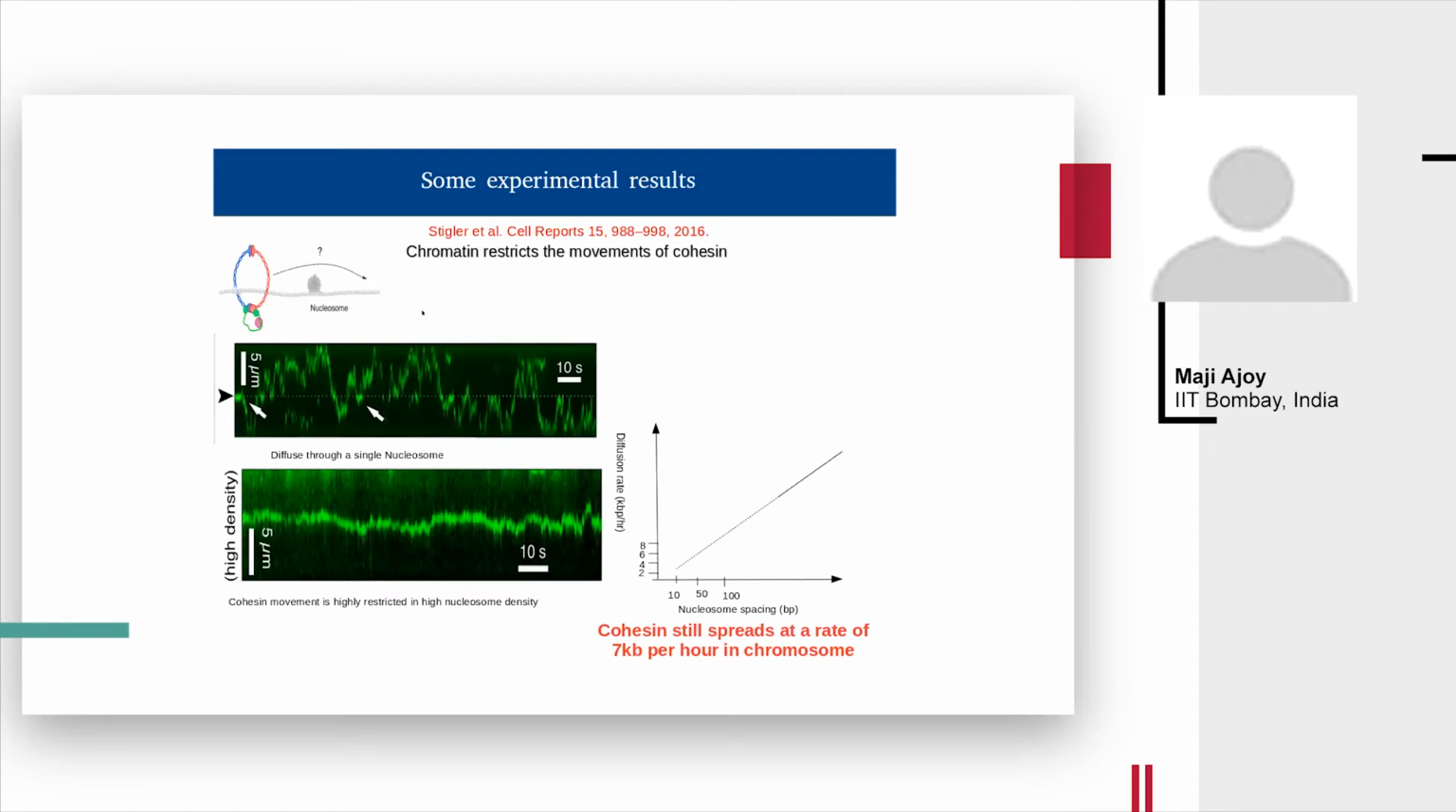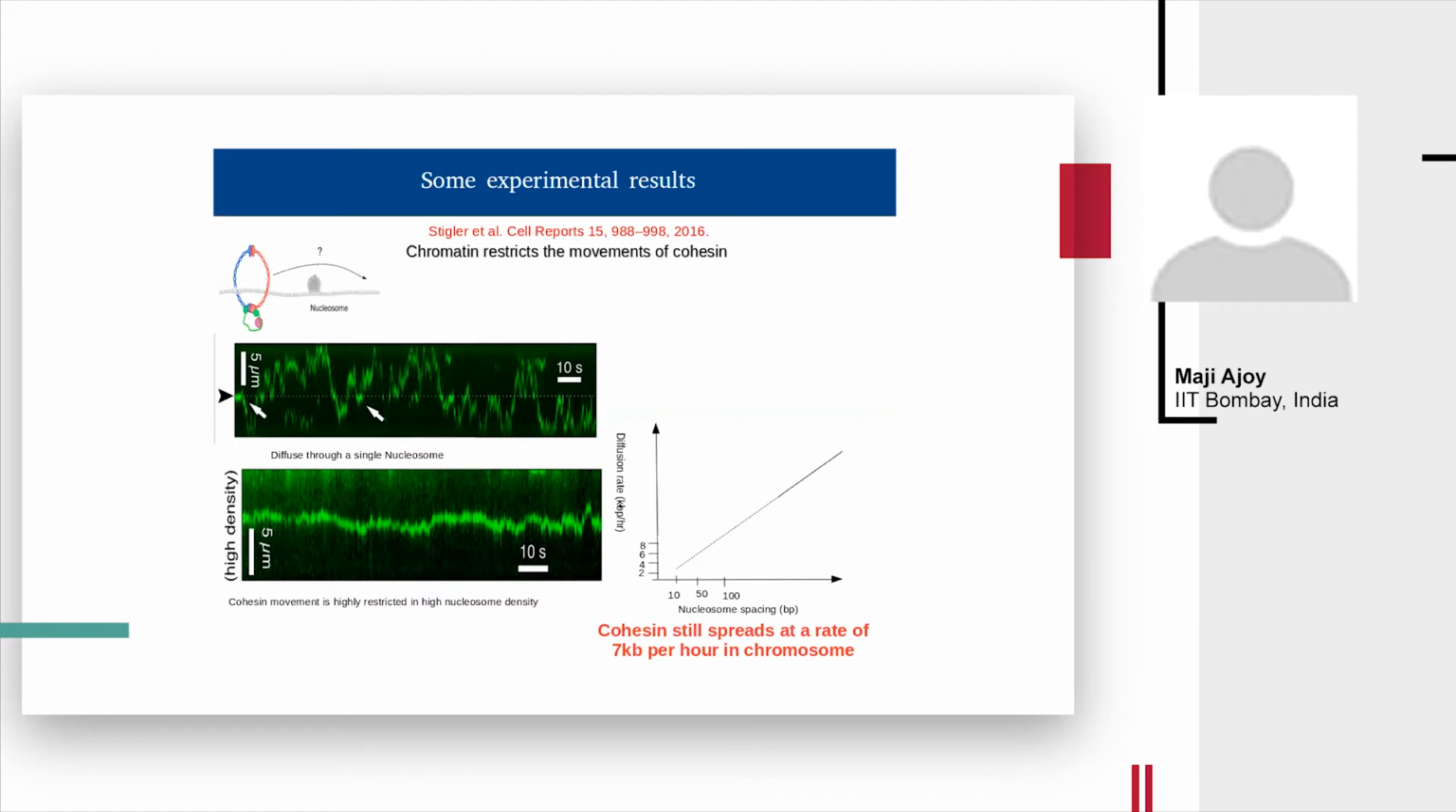Now they wanted to show how a nucleosome affects the motion of cohesin. So they put a single nucleosome on the path of the cohesin. Here this arrowhead is the position of the nucleosome along the DNA, and you can see that the motion of the cohesin in the presence of a single nucleosome is hindered, but once in a while it can pass through. Like here it has passed through a single nucleosome. Here again it has passed through a nucleosome. But when a high density of nucleosomes was placed, the motion of cohesin is significantly hindered. It is almost not moving, almost static.